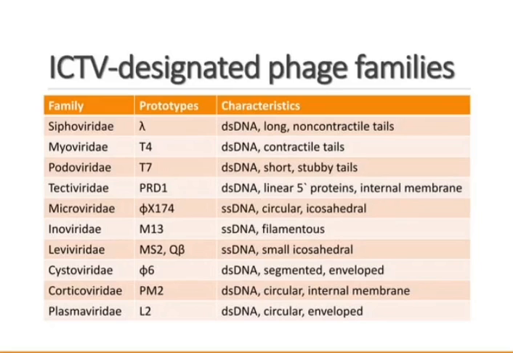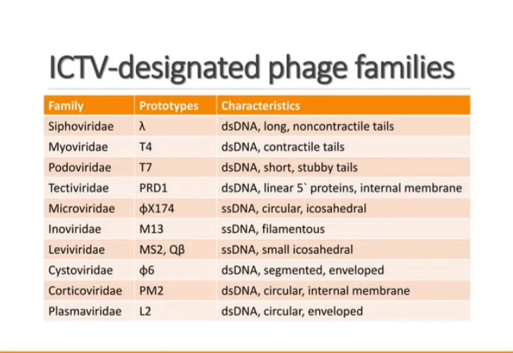While speaking about the families, let us see the family prototypes and the characteristics. Siphoviridae, this is the lambda type. Their characteristics are dsDNA and long, non-contractile tails. Myoviridae, T4, they have dsDNA and contractile tails. Podoviridae, they are T7, dsDNA, short and stubby tails. Tectiviridae, they are PRD1, dsDNA, linear, 5' proteins and internal membranes. Microviridae, X174, ssDNA, circular and icosahedral. Inoviridae, M13, ssDNA and filamentous. Leviviridae, MS2, ssRNA, small icosahedral.